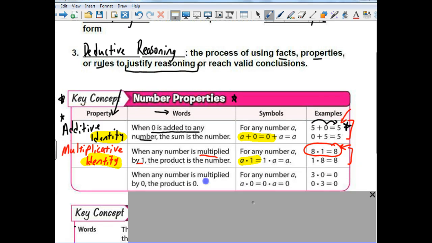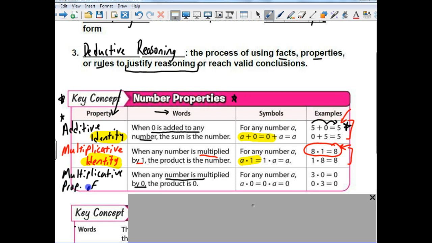And then the third number property, another one you should know. If you multiply any number by 0, the answer is 0. We know that. Well, we call that the multiplicative property, I'm going to abbreviate, of 0.